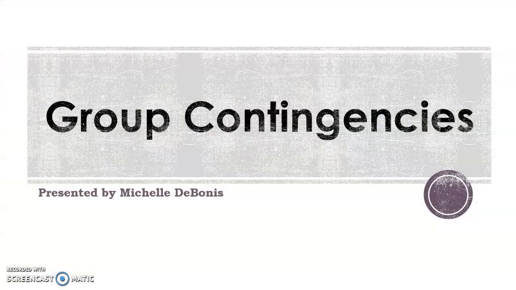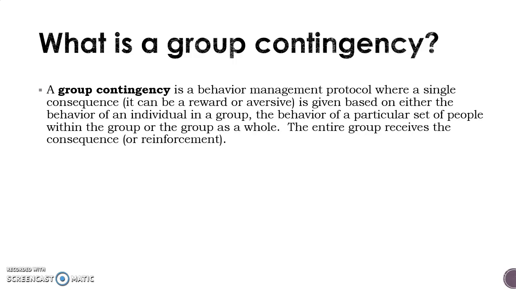Group contingencies. What is a group contingency? A group contingency is a behavior management protocol where a single consequence is given based on the behavior of an individual in a group, the behavior of a particular set of people within the group, or the group as a whole. So the entire group receives the consequence or the reinforcement depending on how the situation plays out.